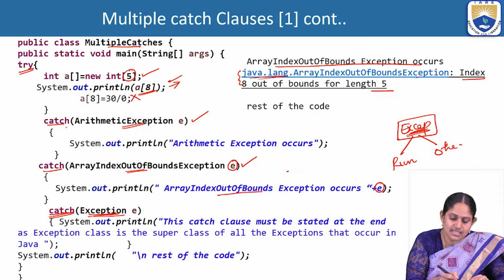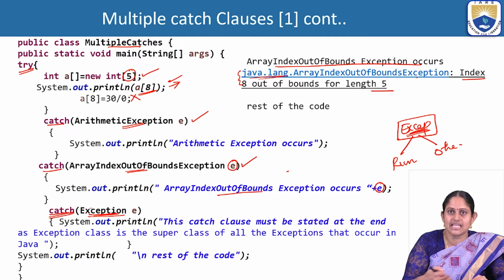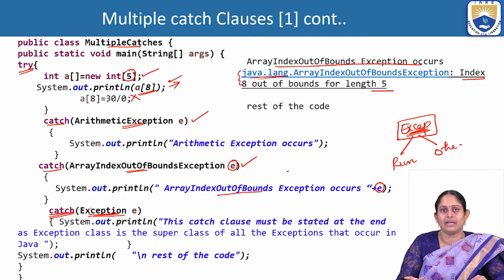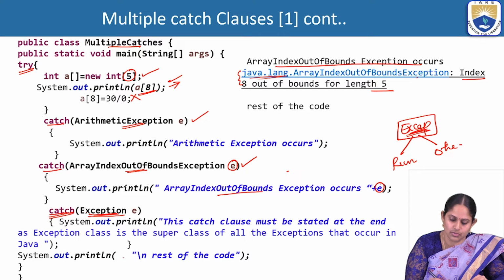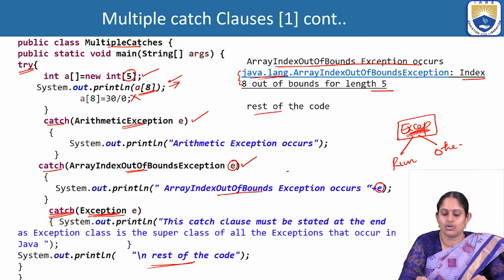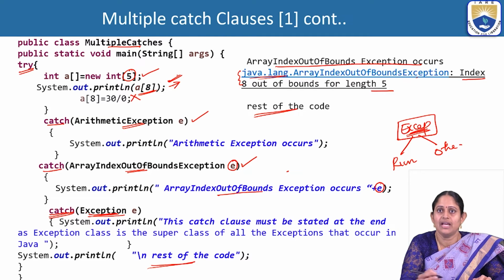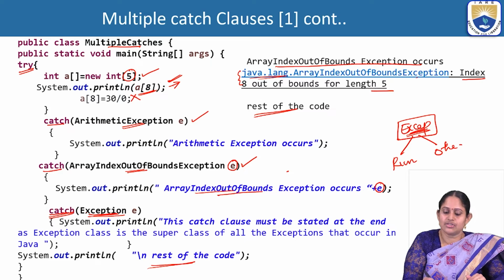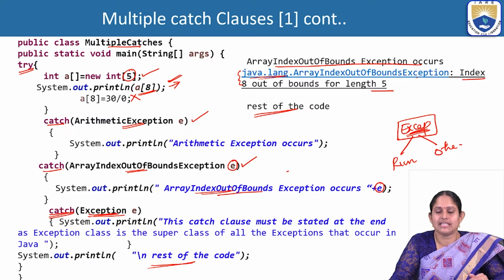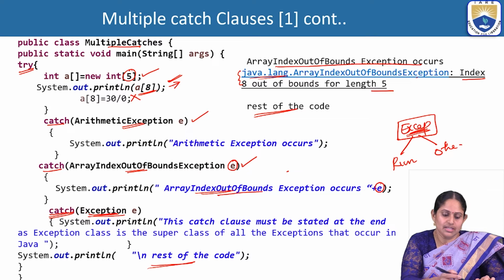Since there is proper handling of the error thrown at this point, the execution will not be interrupted, and we will be able to execute the rest of the code. So we get the rest of the code statement also in the output, because the error thrown here was an index out of bound, and it is caught properly. So this is how we deal with multiple catches.